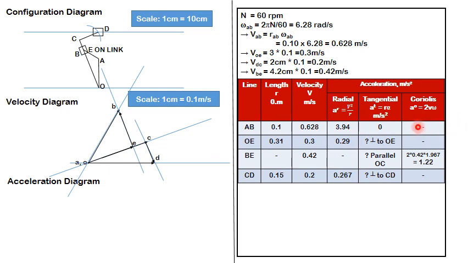And it has no Coriolis component. Then OE, if you consider its length, we can easily measure using the configuration diagram which we have. OE length is not given, but it can be measured through this configuration diagram, and it comes as 0.31 meter. So in actual scale, it might come as 3.1 centimeter. When you convert it to your scale, it will come as 31 centimeter, and I have converted it into meter. It is coming as 0.31 meter.